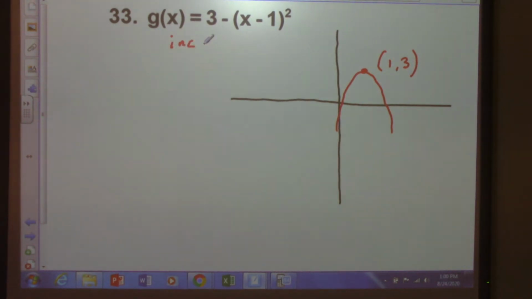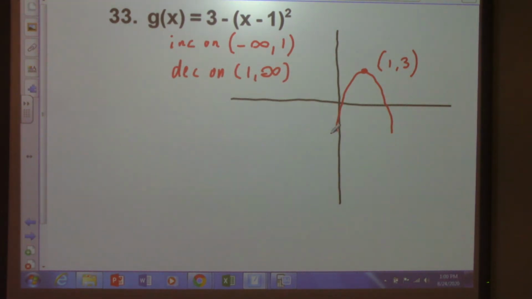I thought you said we went over negative infinity to 1. On negative infinity to 1, right? And we are decreasing on the other part. Yeah, 1 to infinity. Any questions about the translation on this?